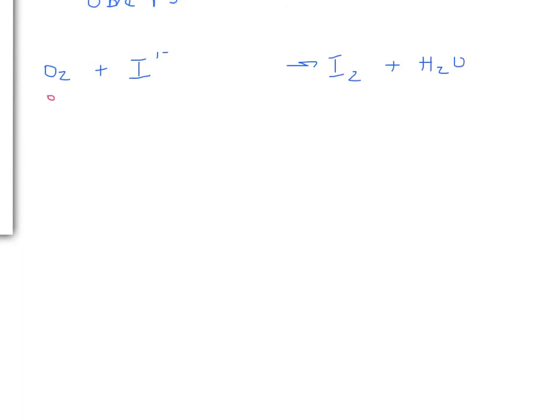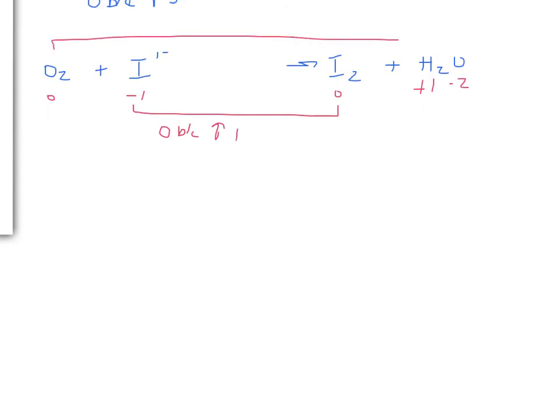Start by writing oxidation numbers for each of the elements. Because my iodine went from a -1 to a 0, it got oxidized with an increase of 1. My oxygen went from 0 to -2, so it was reduced.